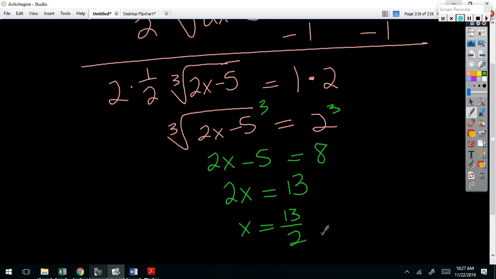You cube it before you do it. Yes. Once the radical is isolated, you get rid of it.